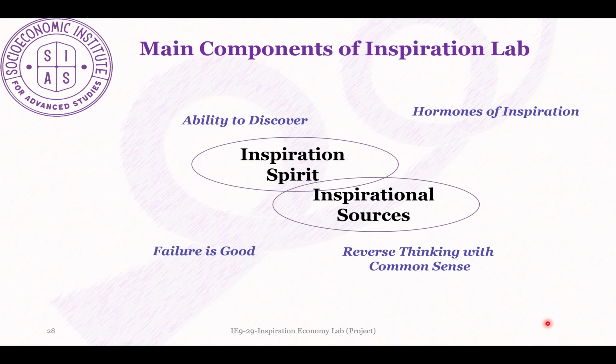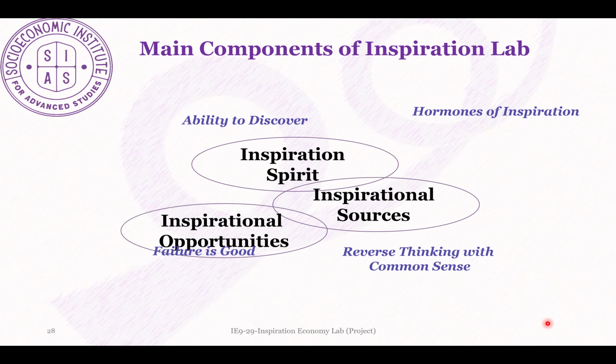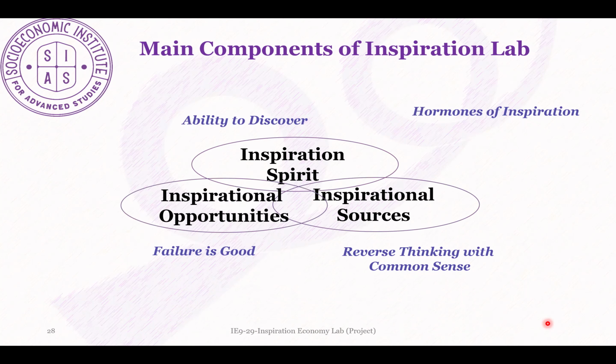After building the inspiration spirit through the lecturing, through the trial and error, we start to explore the inspiration sources. And then we start to establish the inspiration opportunities. These links between the spirit, the sources, and the opportunities build what we call the Inspiration Lab, and they are what we are looking for, so that we can trigger the hormones of inspiration, which we call the ITSO: the endorphin, the dopamine, the serotonin, and the oxytocin.